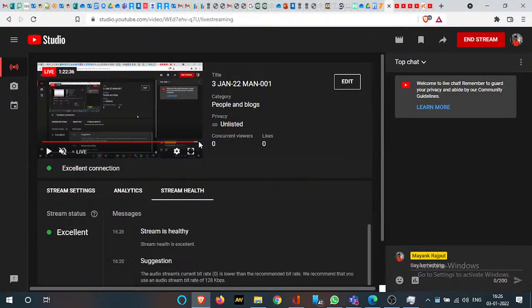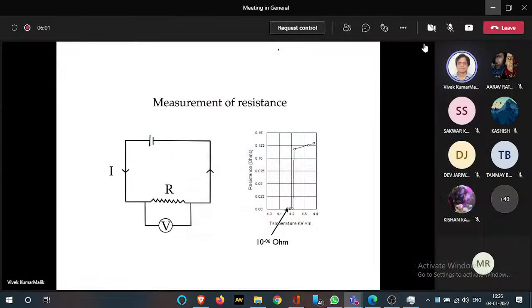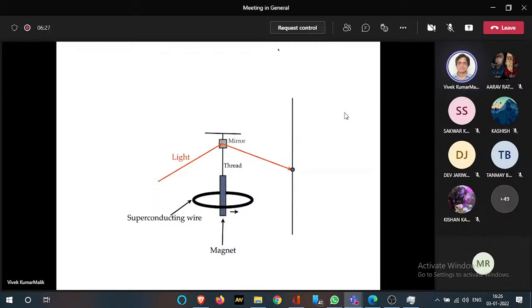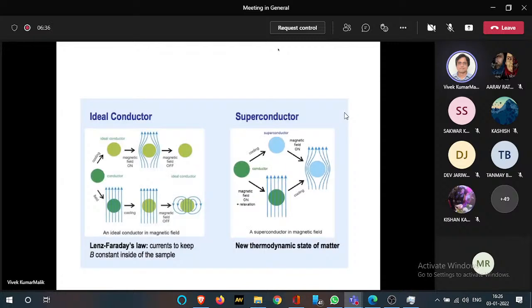So that was how it was discovered, how to measure it, and how to confirm that it's really zero. You cannot simply check it with a voltmeter, because a voltmeter has a certain sensitivity below which you cannot measure. The same thing happened even for Onnes. He could not measure below micro ohms, so he used a different technique to really confirm that the resistance is really zero. So there are two properties.